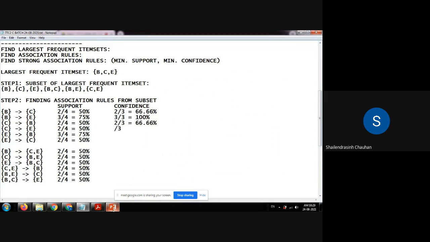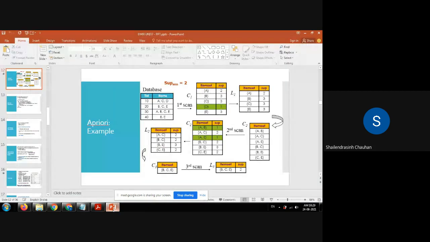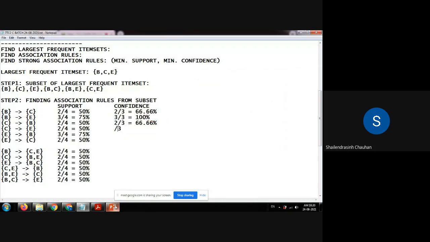Again, 3 transactions, out of those 3 where you are having C, along with C, how many times you are having E also? 2 times. 66.66%.